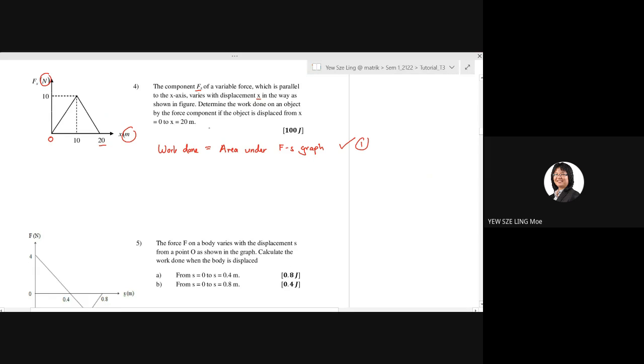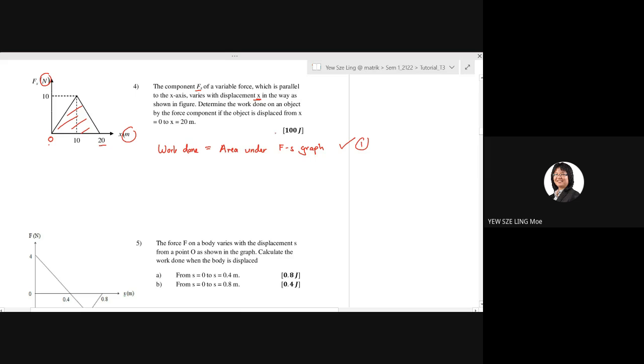Okay, now, I'm going to repeat it again then. If you look at these questions, it tells you the components Fx of a variable force, which is parallel to the x-axis. It gives you force along the x component. Why? Because your object is moving along the x component, which is displacement x, in a way as shown in the figure. So determine the work done on an object by the force component if the object is displaced from 0 to 20 meter. So from 0 to 20 meter, basically it covers the whole graph.